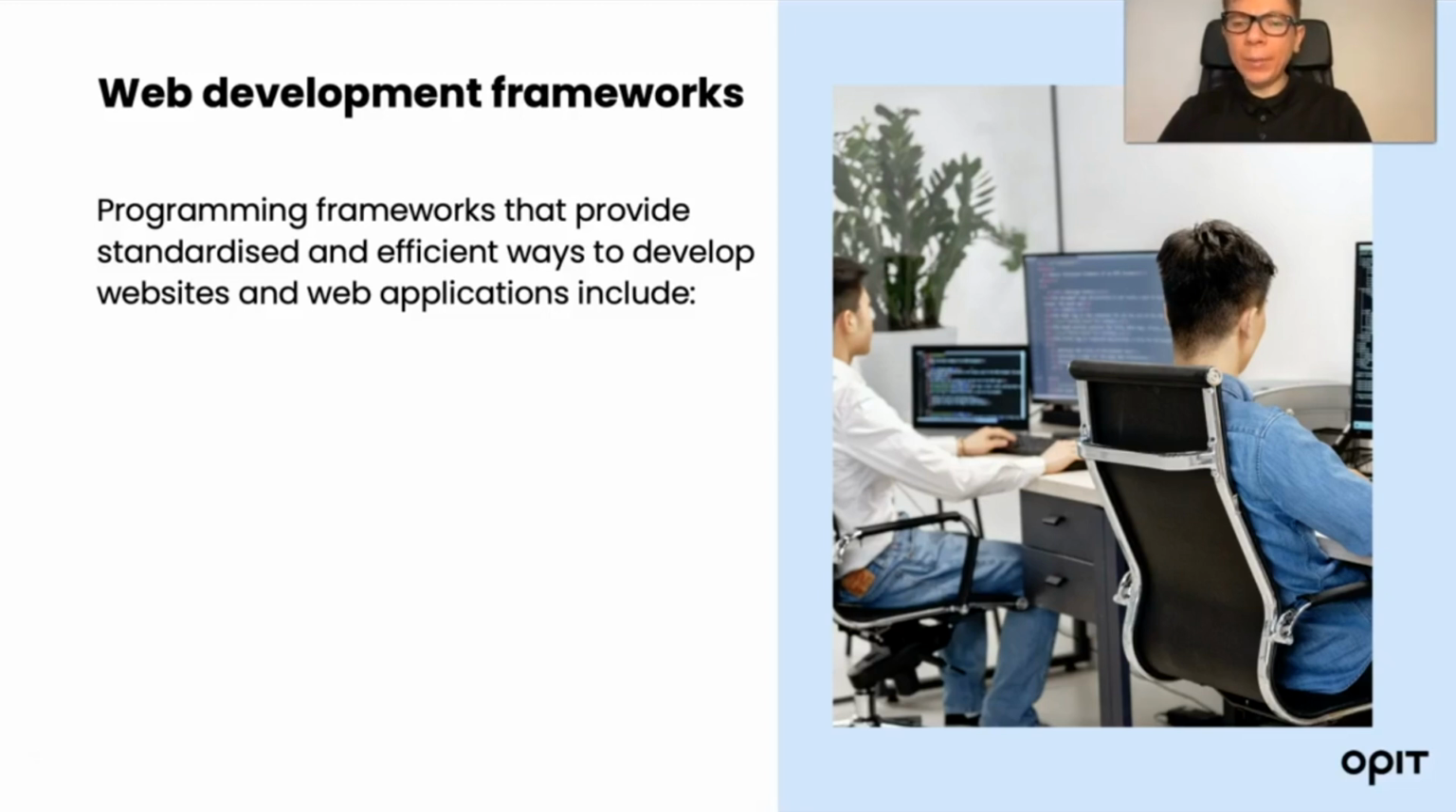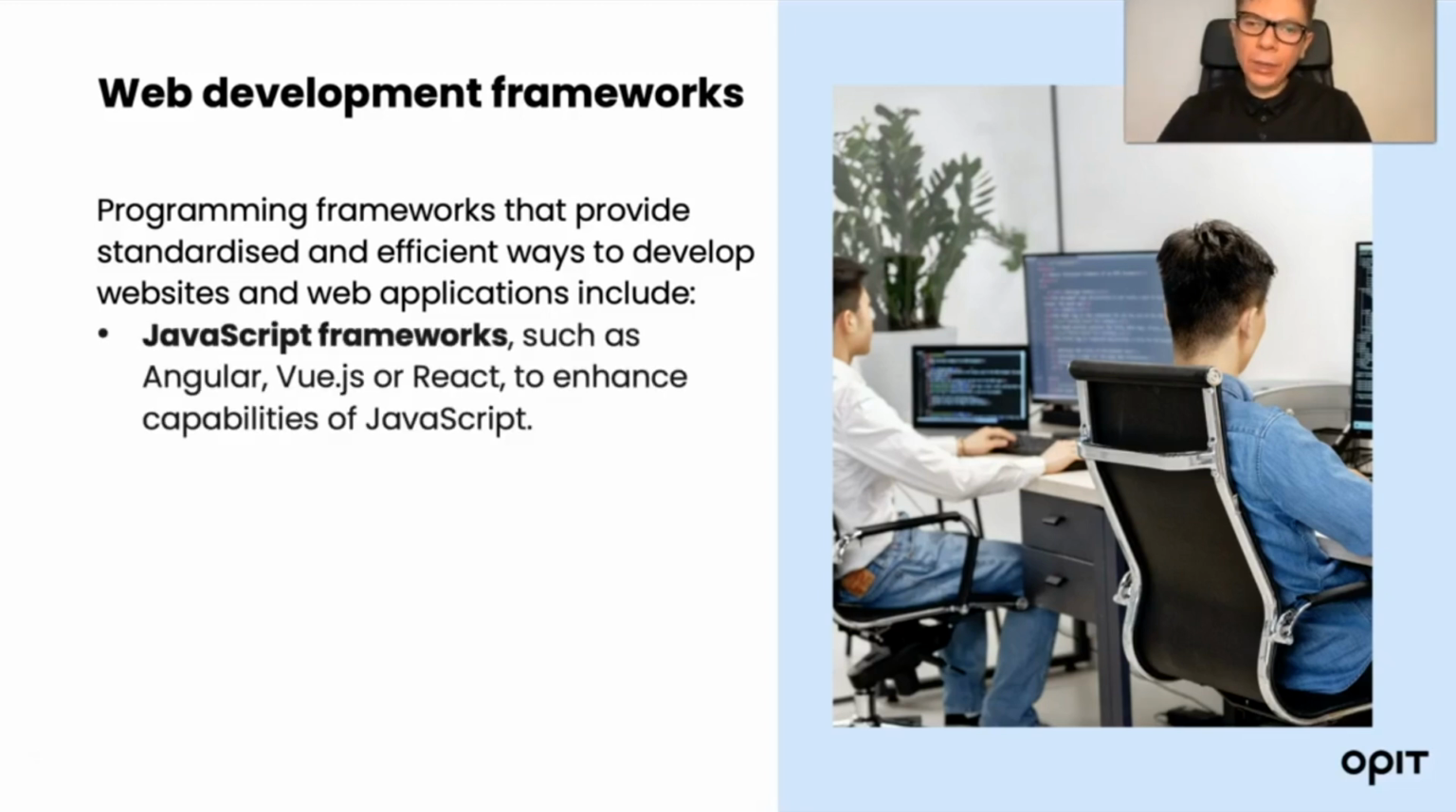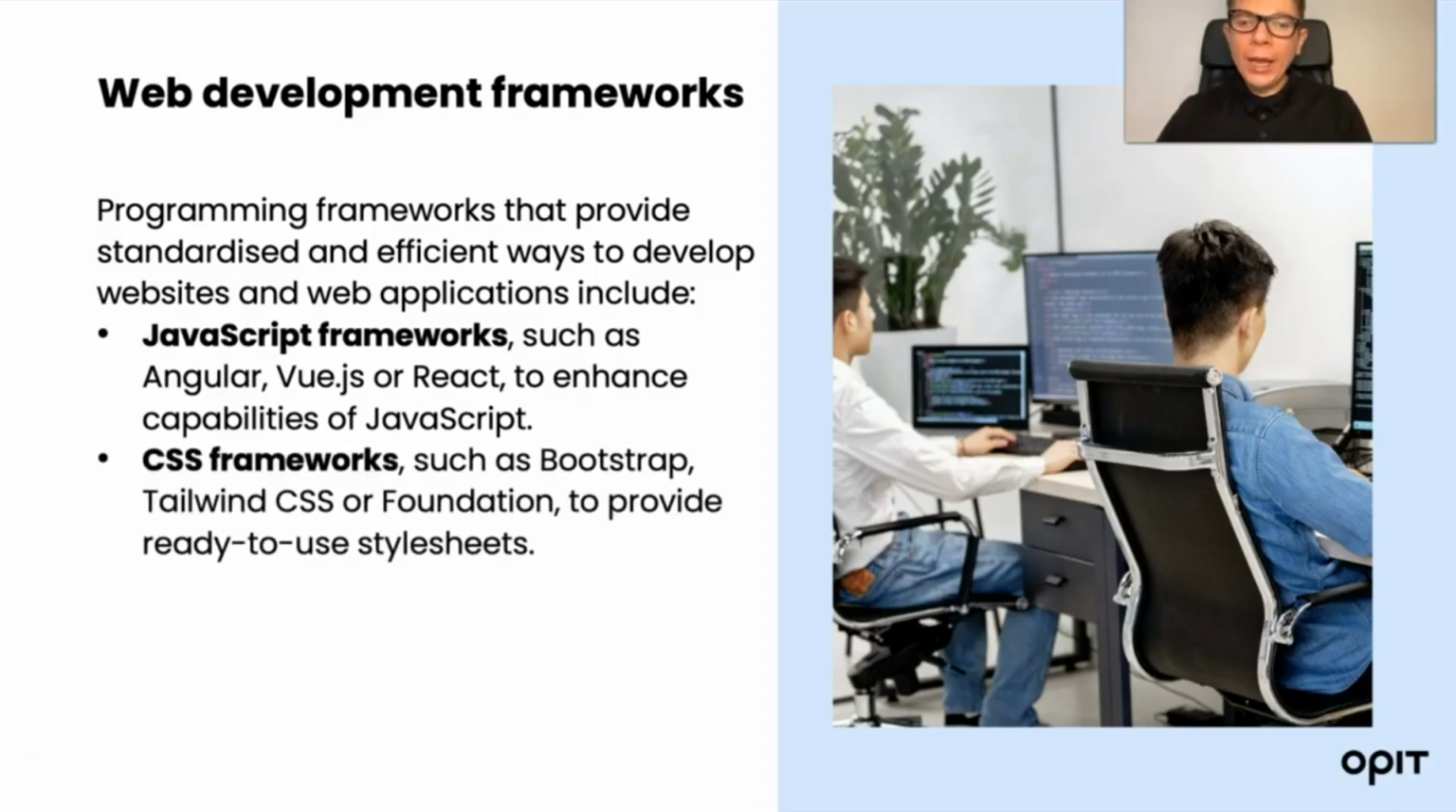And then we have those web development frameworks, which are ways of providing standardized and efficient development of websites and web applications. And there are several types of such frameworks. First, we have JavaScript frameworks, such as Angular, Vue, React, which enhance capabilities of JavaScript. We have CSS frameworks, such as Bootstrap, Tailwind CSS, and Foundation. They provide ready-to-use style sheets, and therefore they streamline building layouts for websites.